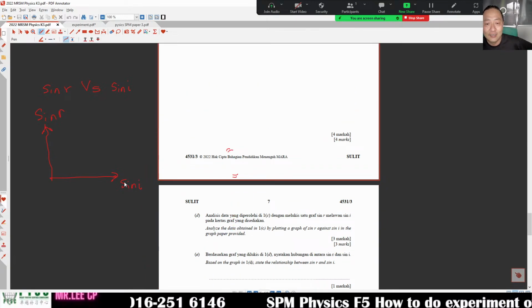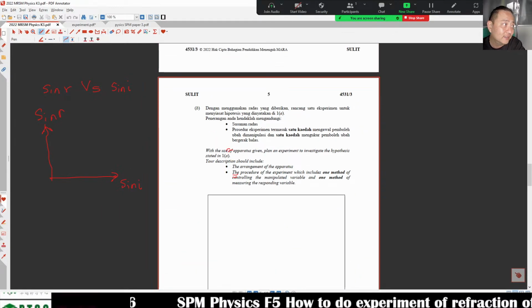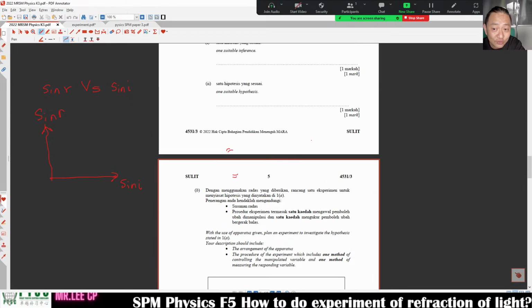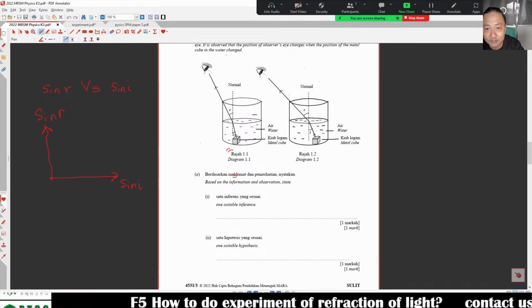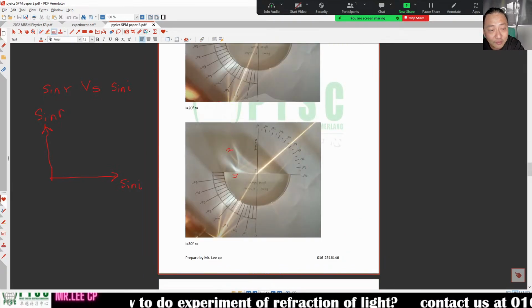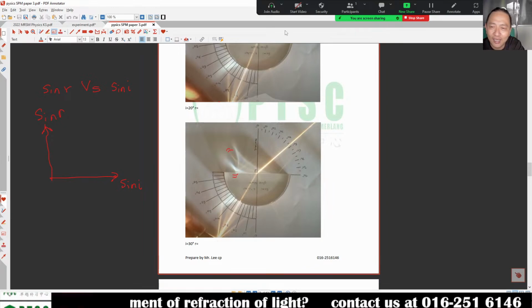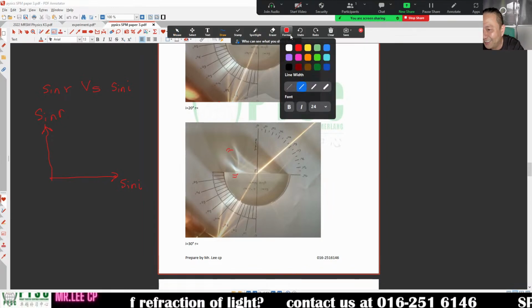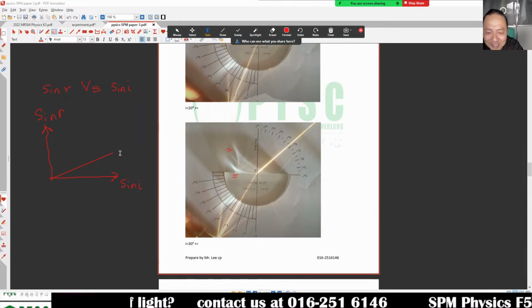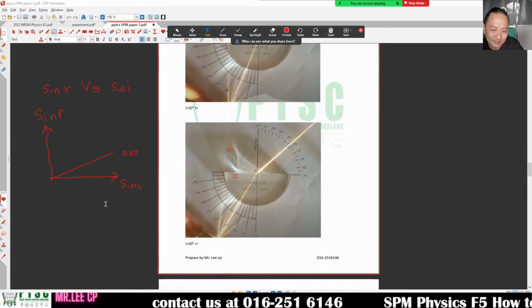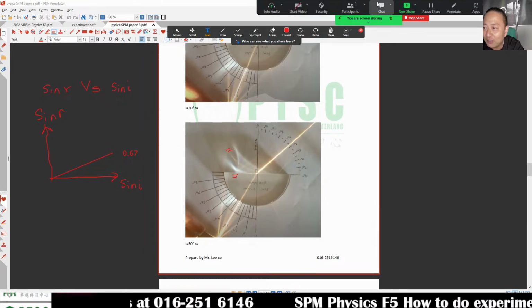Are you clear? What should you do? Any questions from here? Now this one is I, this one is R, can or not? Can. You will get your gradient. Repeat and repeat. You get your gradient 0.67. That's all. You get this 0.67, like what I have done for you here.